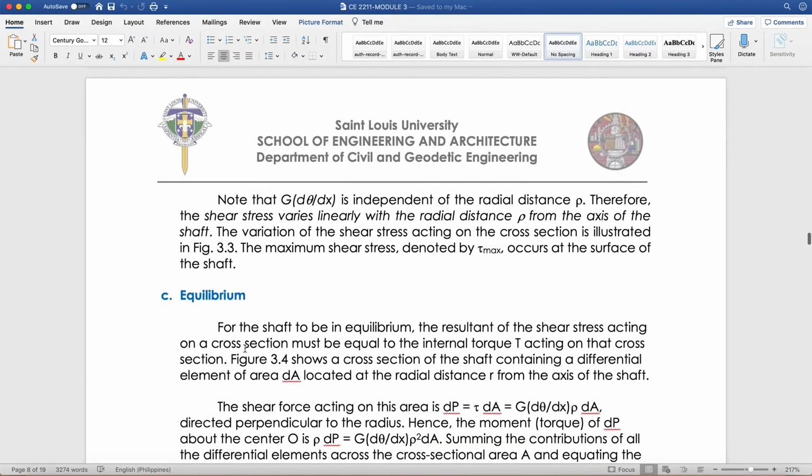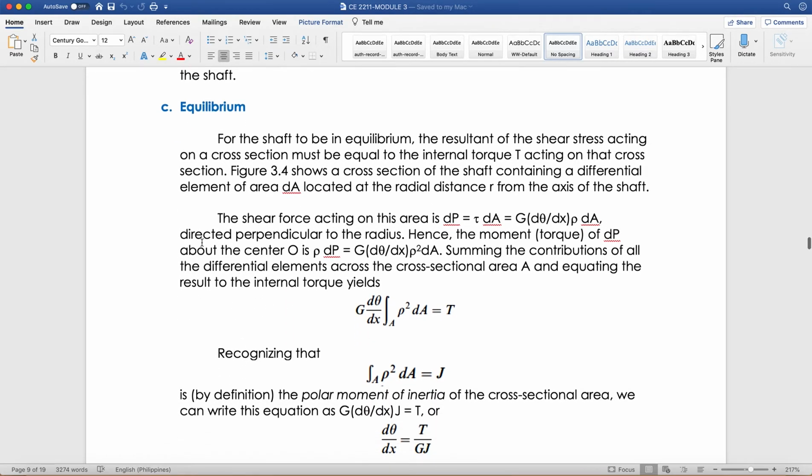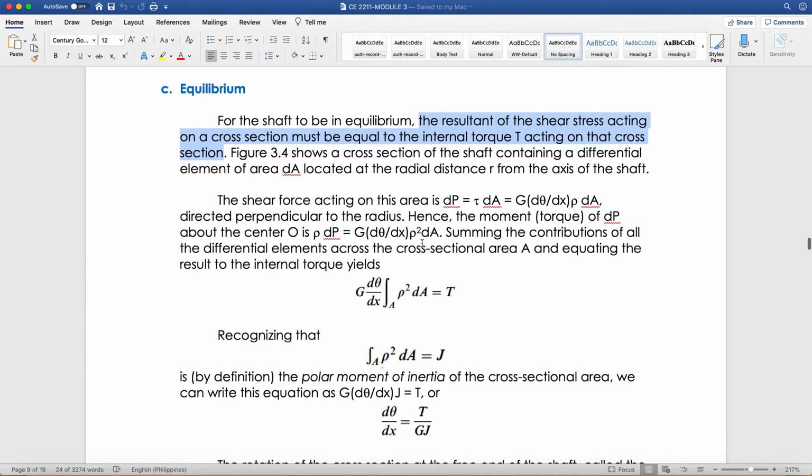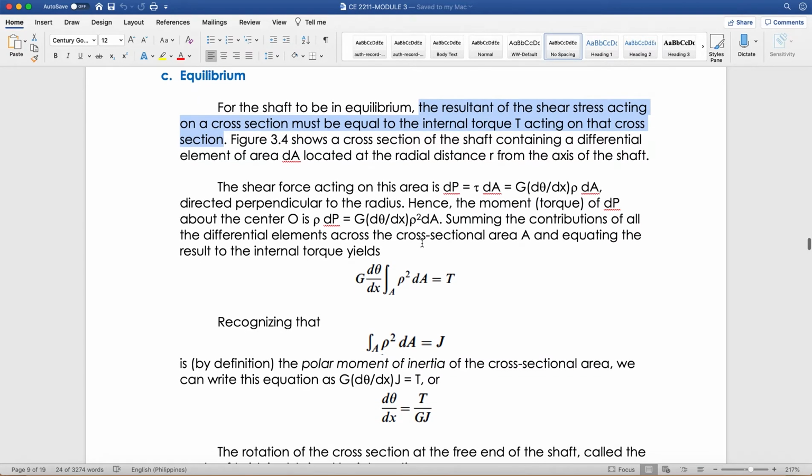Equilibrium. So, for the shaft to be in equilibrium, the resultant of the shear stress acting on a cross-section must be equal to the internal torque. I repeat, the resultant of the shear stress acting on a cross-section must be equal to the internal torque acting on that cross-section. So figure 3.4 shows the cross-section of the shaft containing differential element of area dA located at radial distance r from the axis of the shaft.